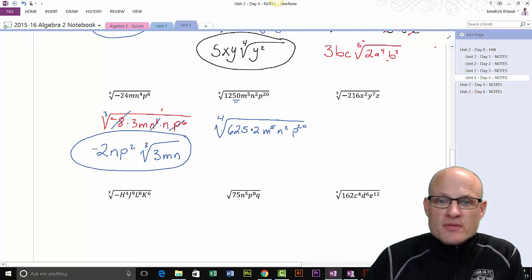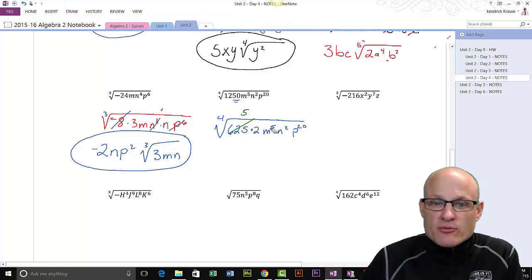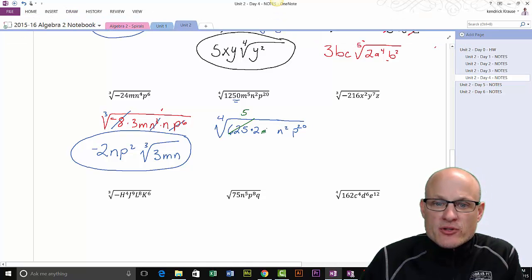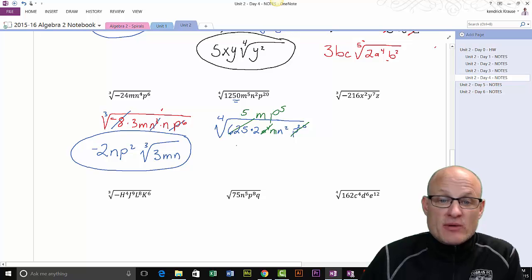Grab a different color. So the fourth root of 625 is 5. Oh, this is fourth root. Ah, I screwed up. Fourth root here. Let me rewrite this. I'm doing green. This should be m to the fourth m. So the fourth root of m to the fourth is m. Can't do anything with this m. Can't do anything with this n squared. But this 20 is 5 groups of 4. So that's p to the fifth. So my final answer is 5mp to the fifth.